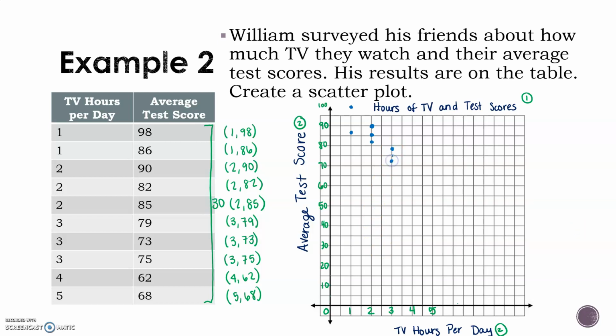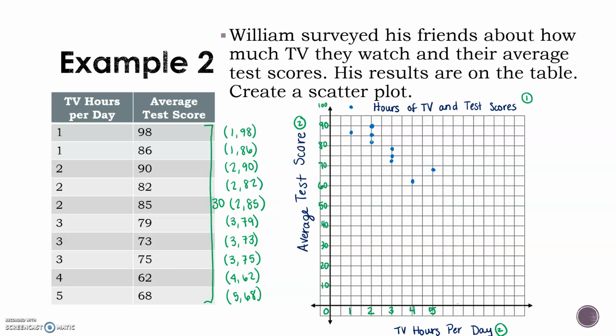373, 375, 462, and then 568. No, this doesn't mean, I've already watched 4 hours, I should watch 5 more and I'll get a 6% better score. That is not what we can take away from this.